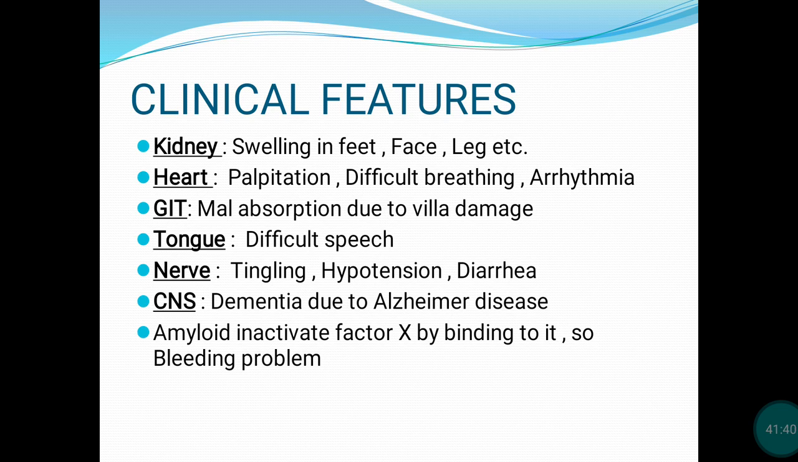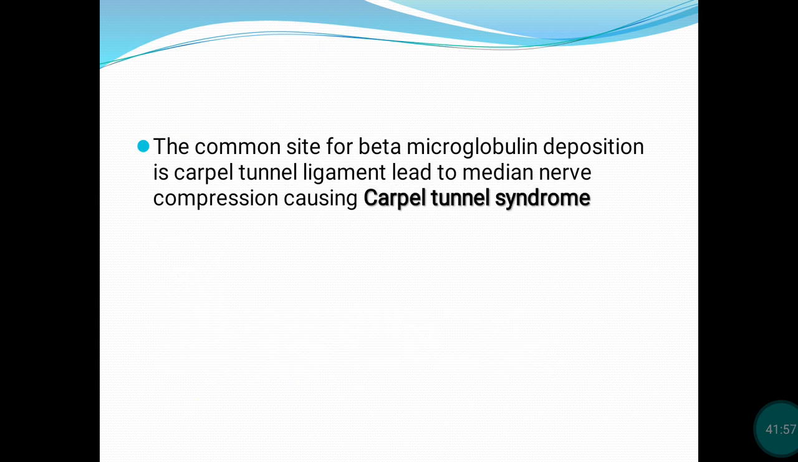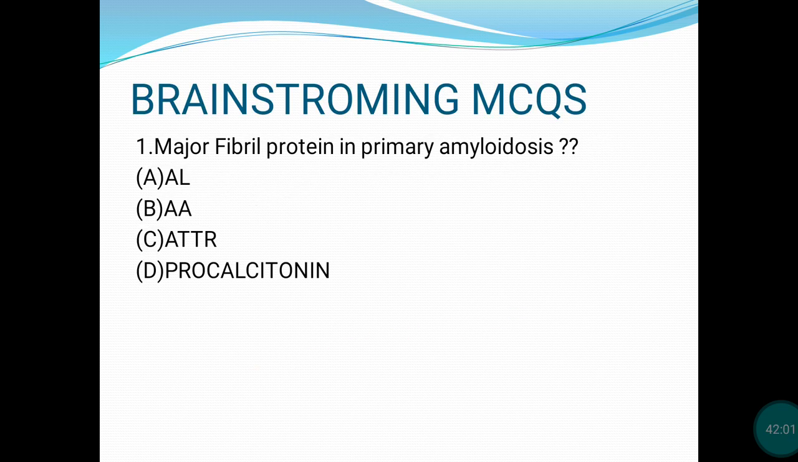These are the clinical features. Hope you will get it. These are some golden points. Amyloidosis is associated with chromosome number 21. The most common cause of death is cardiac failure. The most commonly affected organ is the kidney. The most common chronic inflammation leading to secondary amyloidosis is rheumatoid arthritis. In hemodialysis-associated amyloidosis, carpal tunnel syndrome can develop.